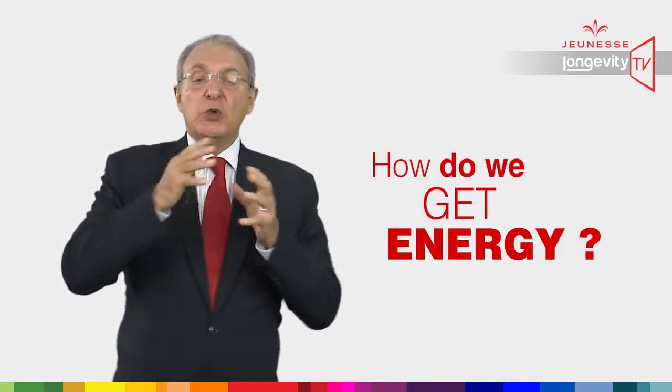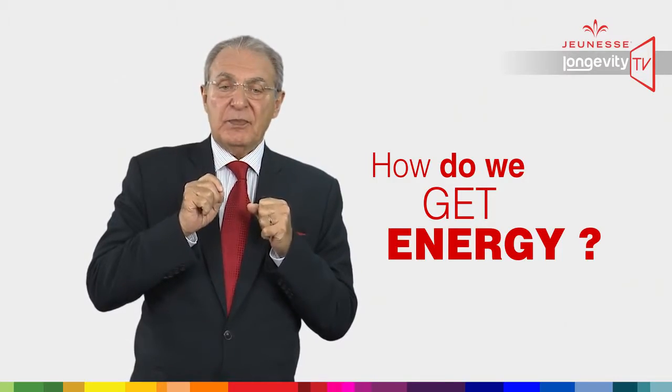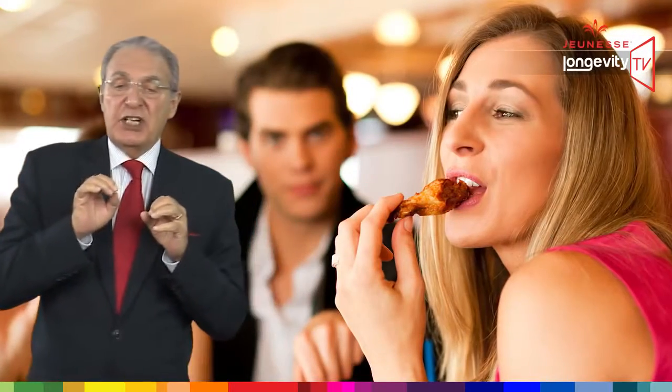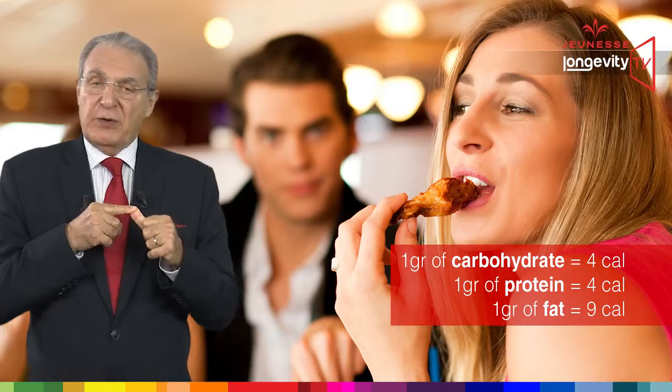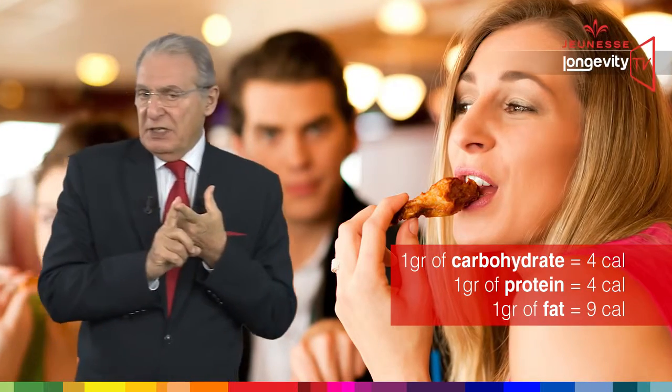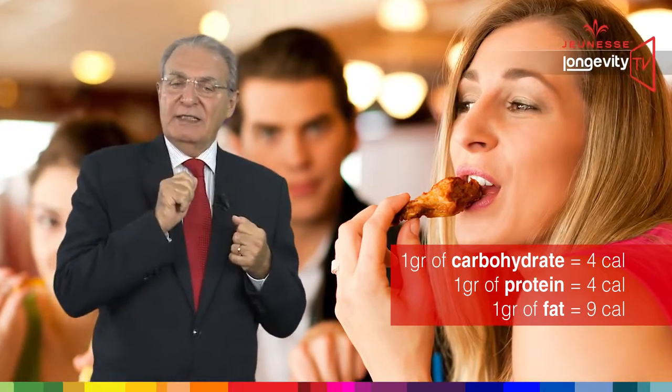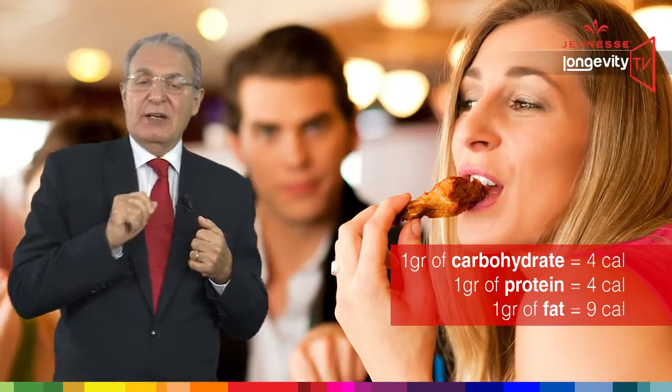So how do we get energy? The body will get energy only from the food, knowing that 1 gram of carbohydrate will release 4 calories, same for proteins, but 1 gram of fat will release 9 calories. So it all depends on how much you eat and what kind of food you eat, if the food is rich in fat or in protein or in sugars.